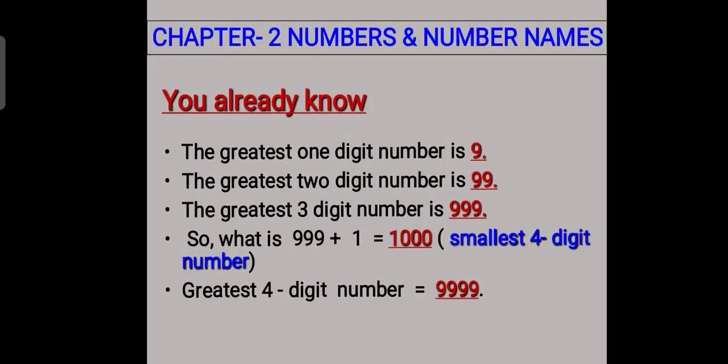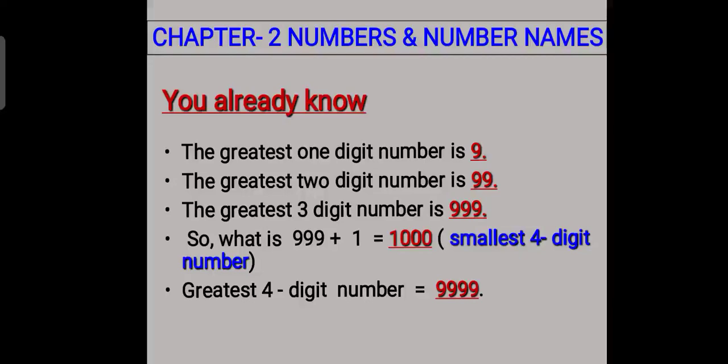In the previous class you already learned that the greatest one digit number is 9, the greatest two digit number is 99, the greatest three digit number is 999. When 1 is added to 999, what do we get? We get 1000, which is the smallest four digit number.